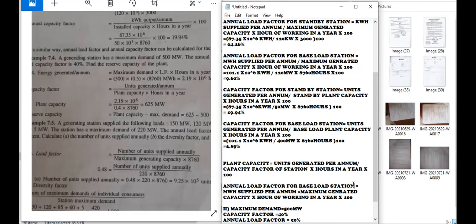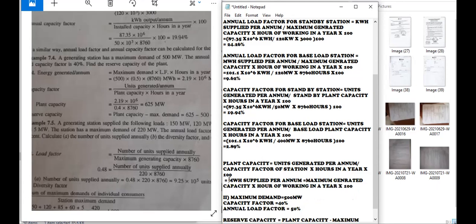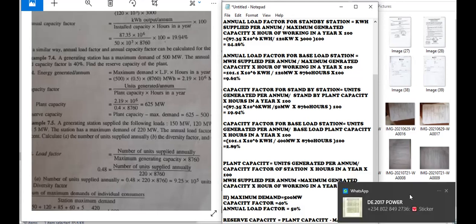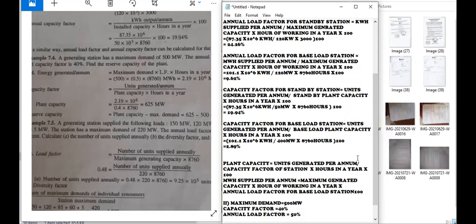Let me copy it out. So megawatt hour will be equal to maximum demand times load factor times hours of working in a year, everything multiplied by 100. So you see why I was saying that the formula for the units generated per annum will be this. So maximum demand times load factor times hours of working in a year.